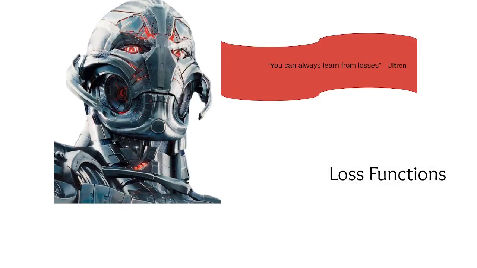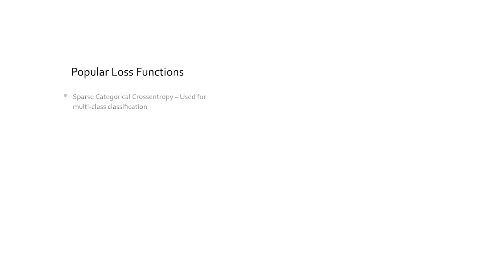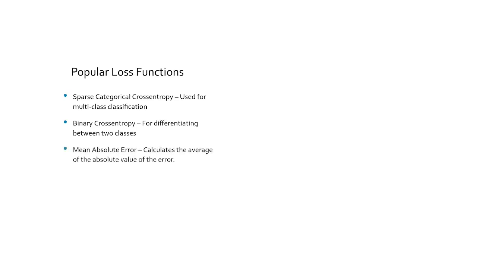Loss functions. And as Ultron put it, you can always learn from losses. So some popular loss functions that you're going to be most familiar with in your AI learning journey are sparse categorical cross-entropy and binary cross-entropy. Now, if you know a thing or two about physics, you must know what entropy is, and this works in a similar fashion. We're not going to get too much into this today, but maybe some other time. You also have mean absolute error, which calculates the error using a very simple formula where it squares the error and then does an average of those over time.